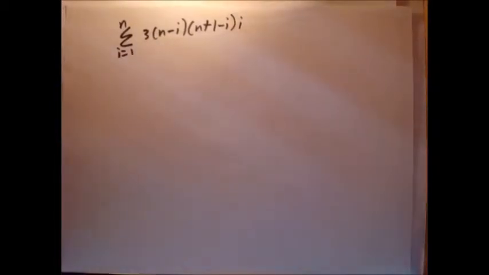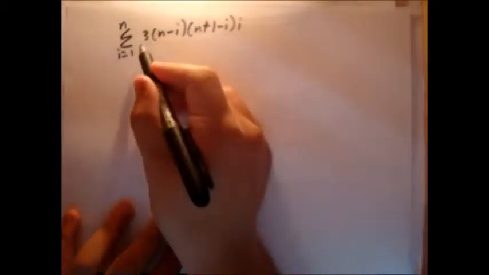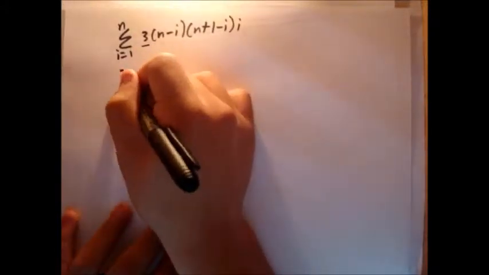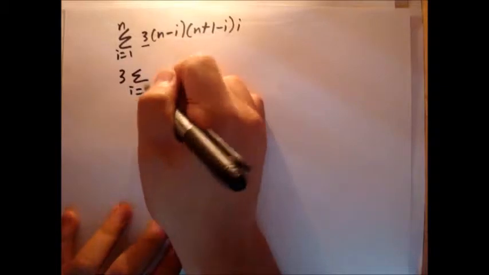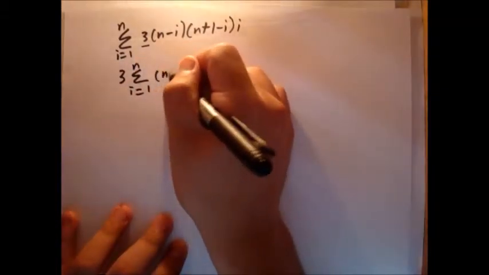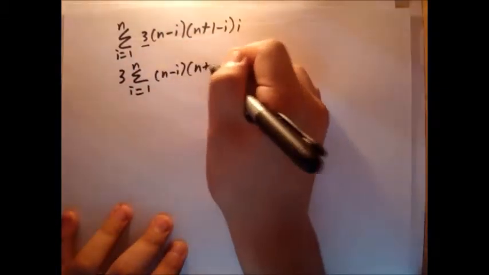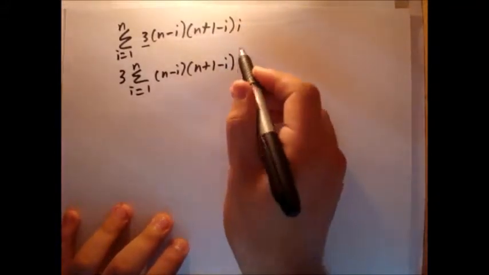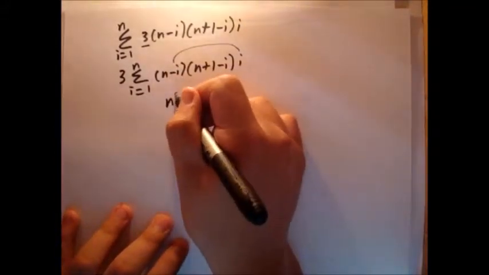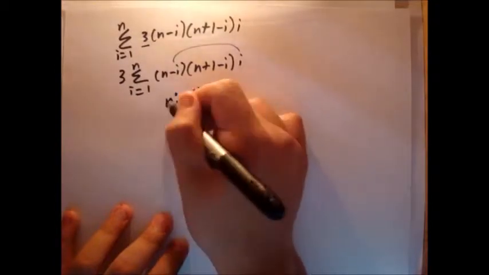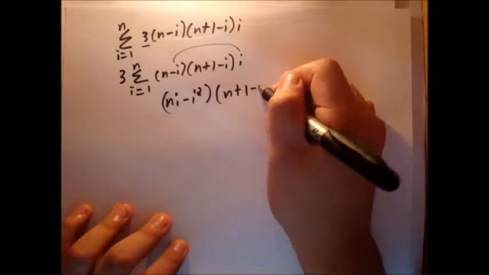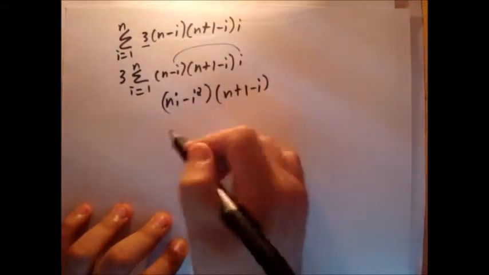So let's actually start. Right here, we immediately see one of our properties. We can take out the coefficient. We have n minus i, n plus 1 minus i, times i. Let's actually expand the i right here. This is simple: ni minus i squared. And then we're going to have to multiply times this. Just going to expand through.